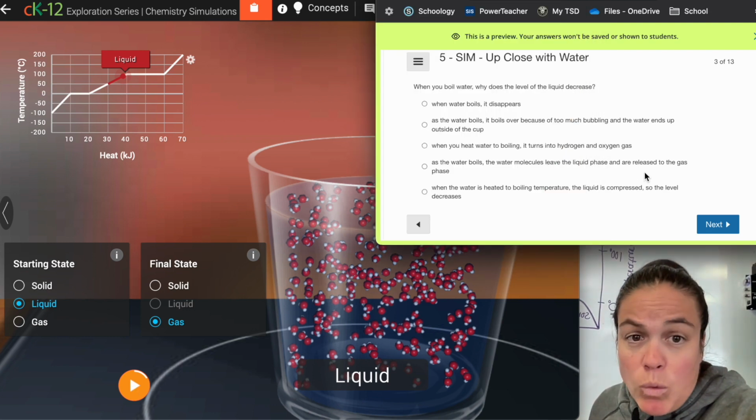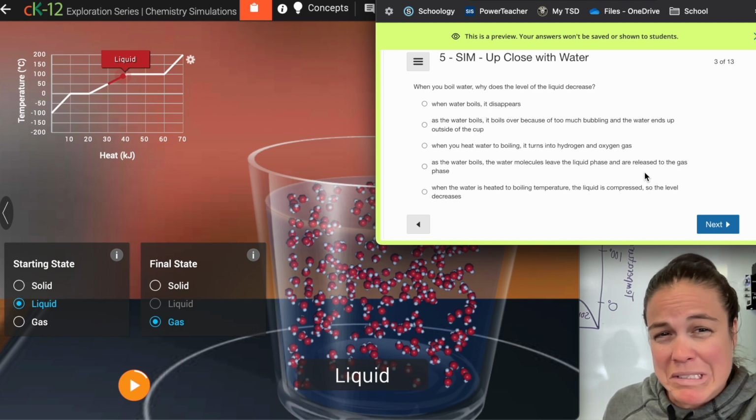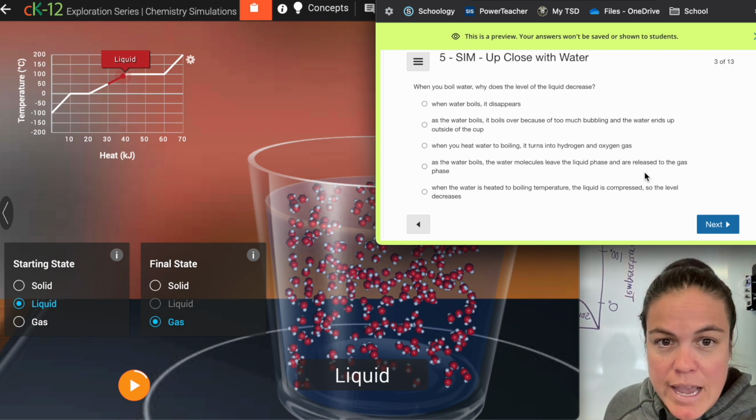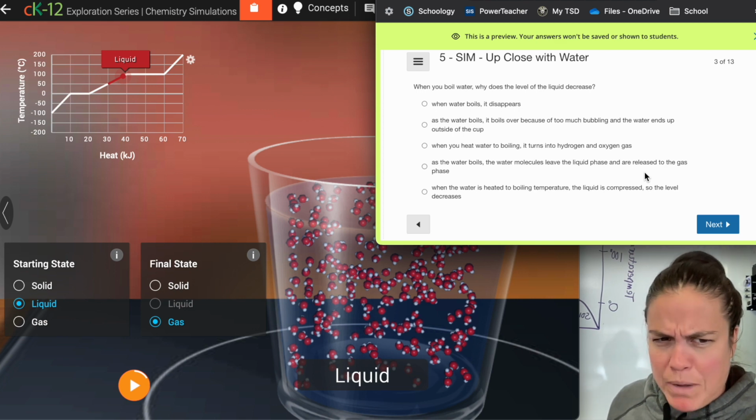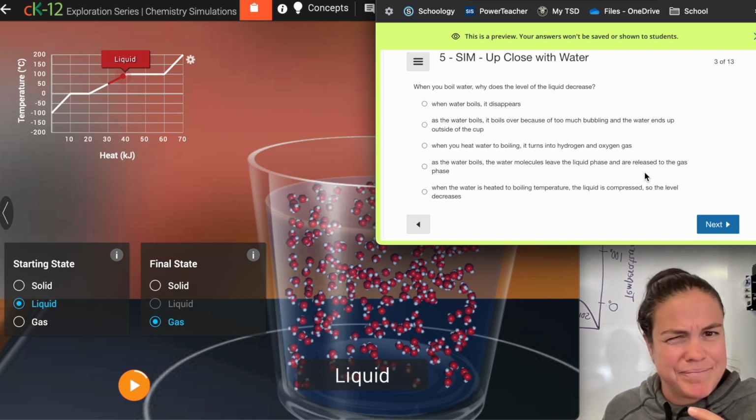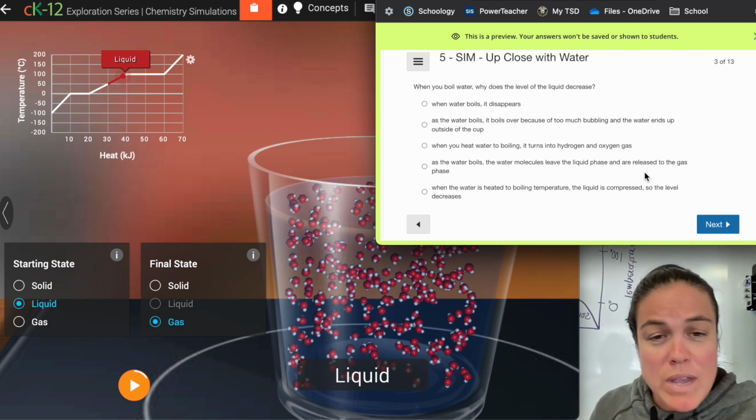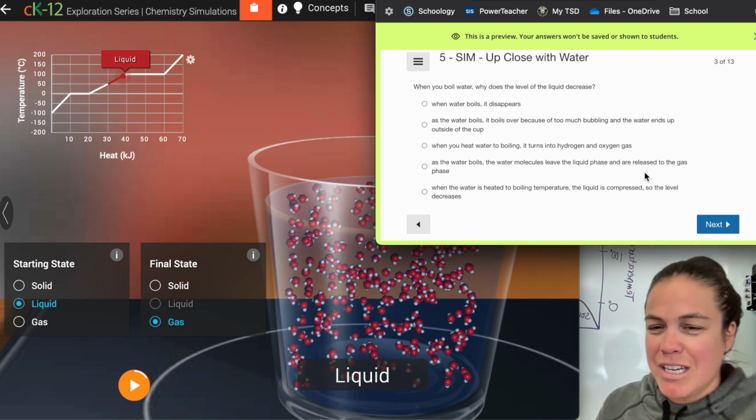So it says when the water boils, it disappears. Well, no, it doesn't disappear. It doesn't go anywhere. As the water boils, it boils over too much, bubbling the water ends up outside the cup. Yeah, we didn't really see that happening. When you heat water to boiling, it turns to hydrogen and oxygen gas.